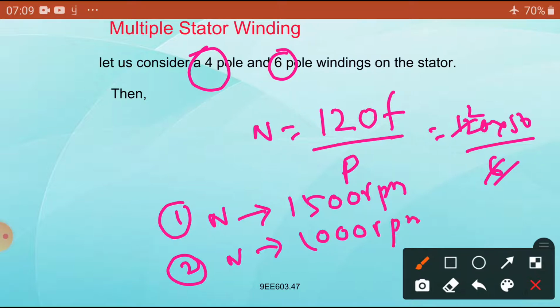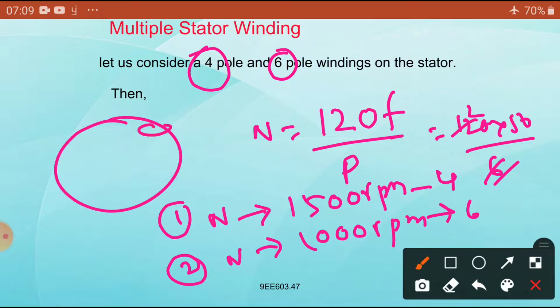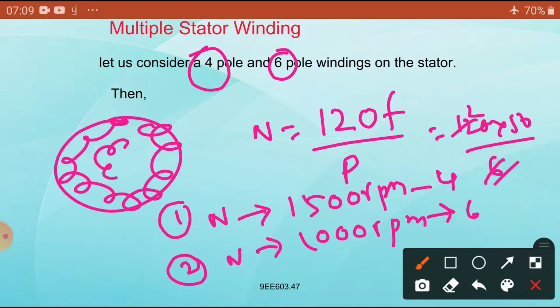Okay, so here P is equal to 4, here P is equal to 6 poles. These two windings are inserted in the stator winding. This is a 4 pole machine and this is a 6 pole machine.